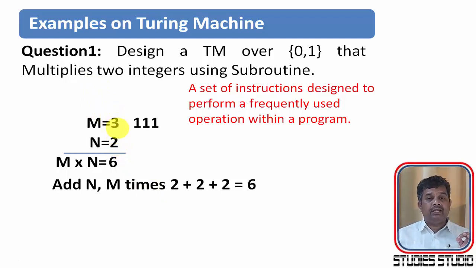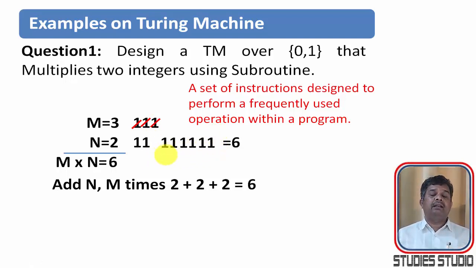In a Turing machine, I don't have any way to represent 3. Rather, I'll write 1 three times. Similarly for 2, I'll write 1 two times. So I'll apply this concept. It means for the first one, I'll write these two ones once. For the second one, once more. And for the third one, once more. That's how I'll get 6.